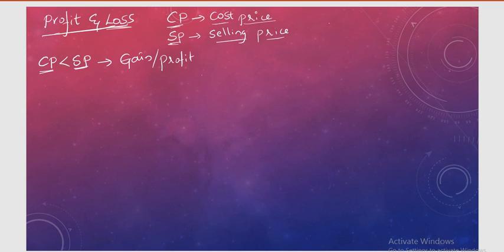If CP is less than SP, that means if selling price is more than cost price, the shopkeeper will get a gain or profit. In the same way, if CP is greater than SP, if cost price is greater than selling price, then automatically the shopkeeper will have a loss, so he has to bear the loss. Okay, so profit and loss.